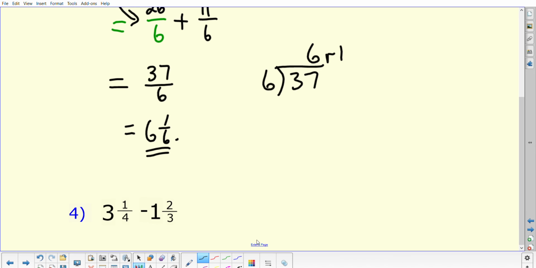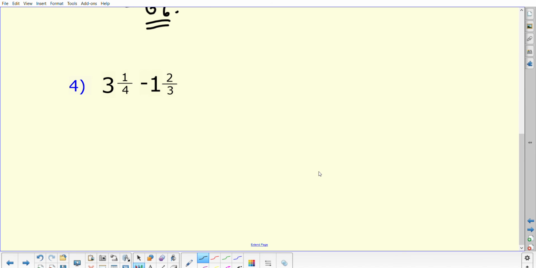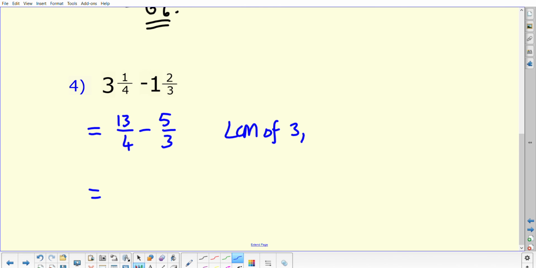For this last example, same thing again, right? We need to change them into top heavy fractions. We've got our mixed numbers going on, so we've got 3 times 4 is 12, add 1 is 13 over 4, minus 1 times 3 is 3, add 2 makes 5 over 3. You're then looking for the denominators to be the same, so lowest common multiple of 3 and 4. First number that's in the 3 times and the 4 times table is 12, so that's what we need our denominators to be. So we need them to be 12.